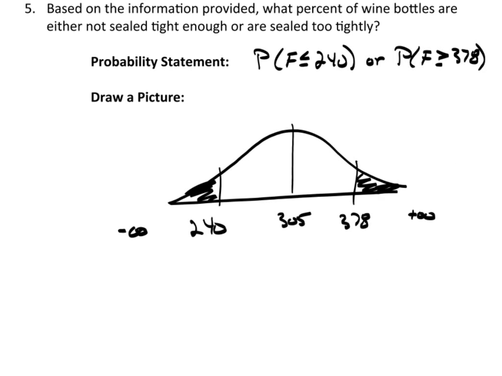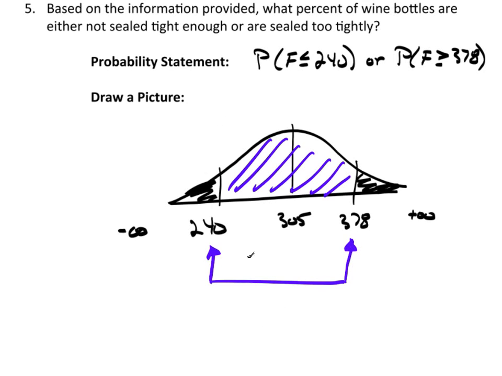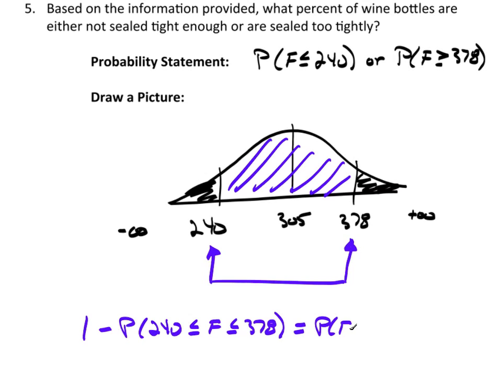Or I could use the idea of complements. And you notice right here in the middle, I can find that by going from 240 to 378, which is what I just did earlier. So if the area under the curve is 1, then it must be true that 1 minus the probability 240 is less than or equal to the force, which is less than or equal to 378, must be equal to the probability the force is less than or equal to 240, or the force is greater than 378.